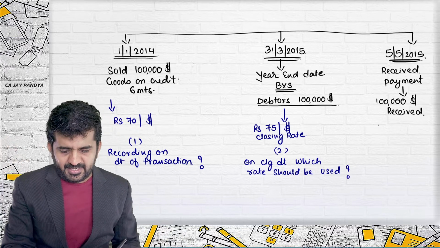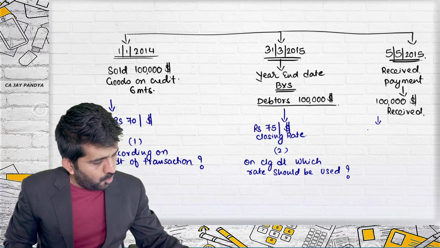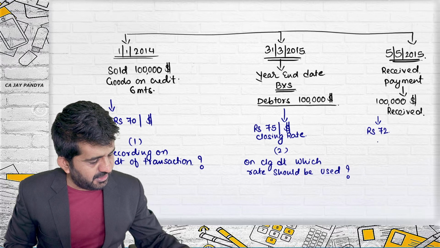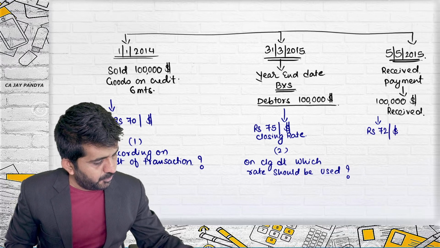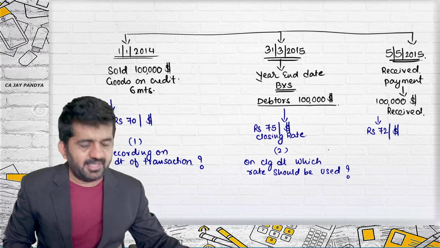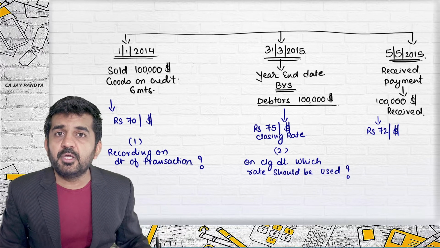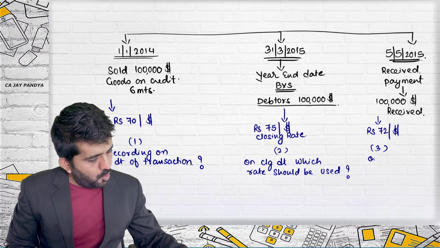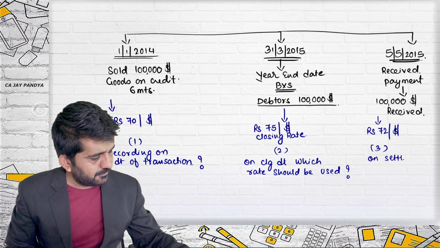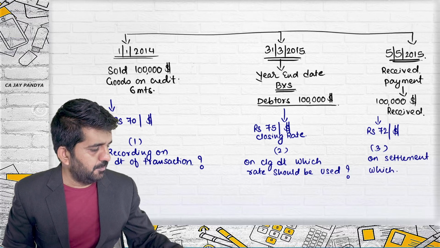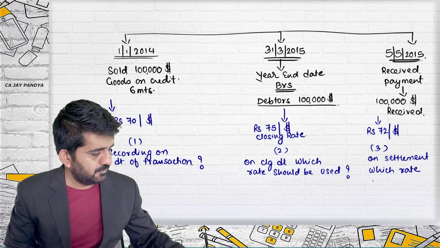The problem again arises that on this date the rate is rupees 72 per dollar. On which date? 5/5/2015. The rate is rupees 72 per dollar. Third question: on settlement, which rate should be used?